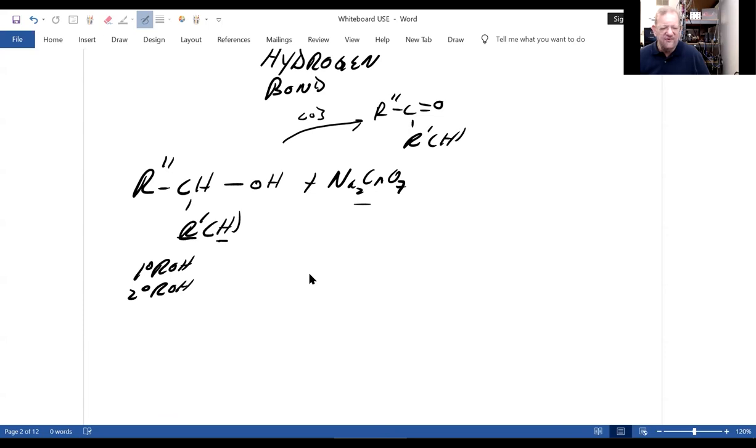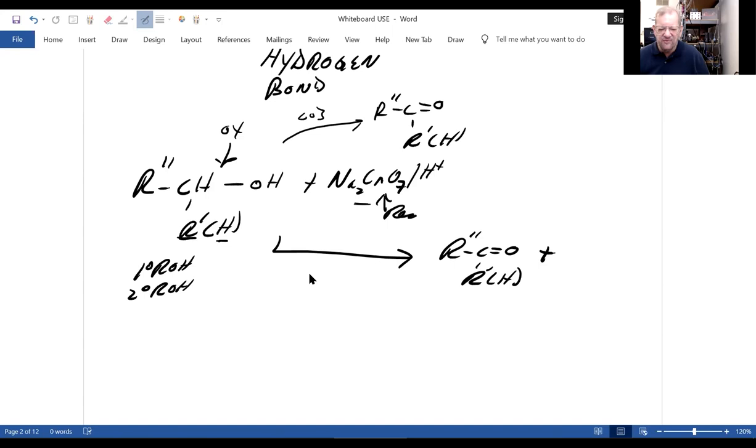Now, for this reaction, this is a classic reaction. Usually you add a little acid catalyst, you have a mixture, it's called acidic sodium dichromate. And here, what happens is, yes, you get the oxidation of the alcohol to make either an aldehyde or ketone. Plus, when something is oxidized, something else is reduced.